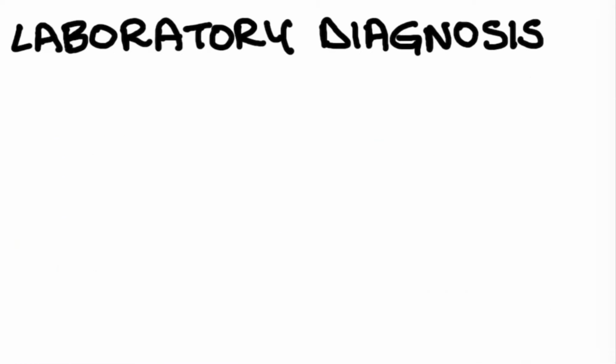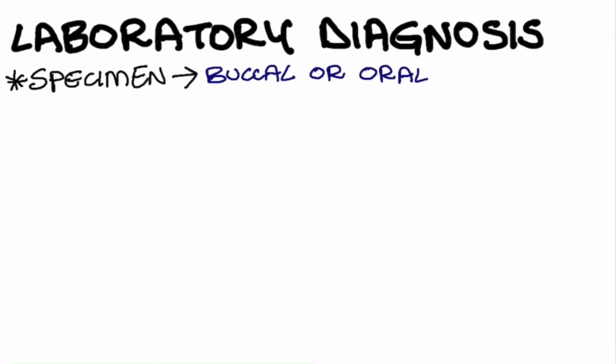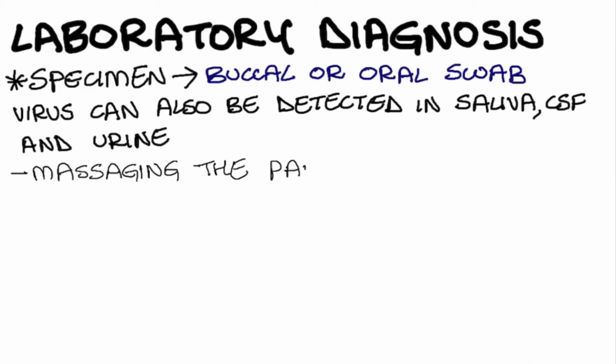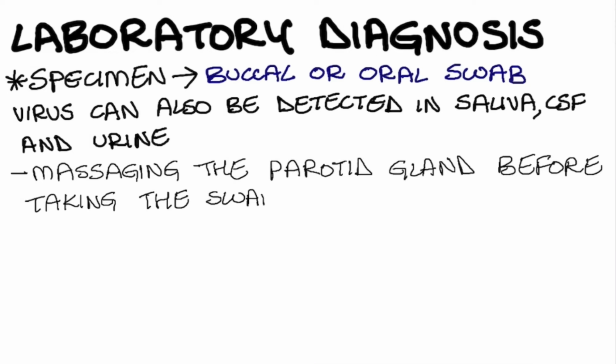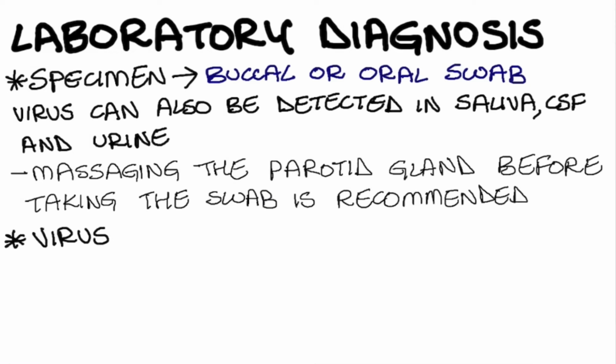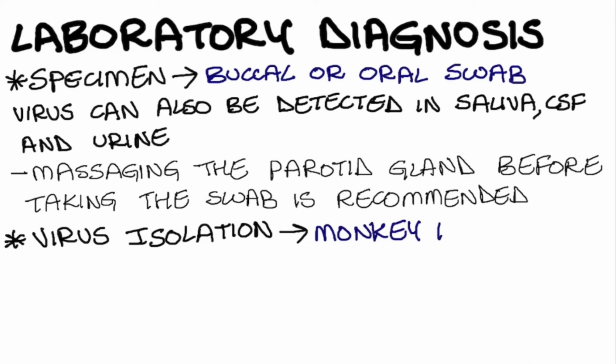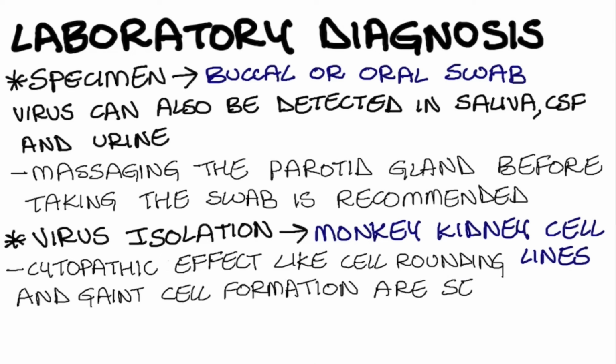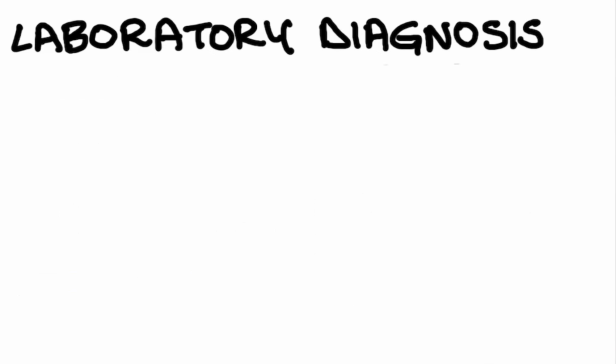Now, moving to the laboratory diagnosis, the specimen is buccal or oral swab. However, virus can also be detected in saliva, CSF, and urine. Massaging the parotid gland before taking the swab is recommended. The virus isolation is done in monkey kidney cell lines. Cytopathic effects like cell rounding and giant cell formation are seen. Shell vial technique is a faster method.